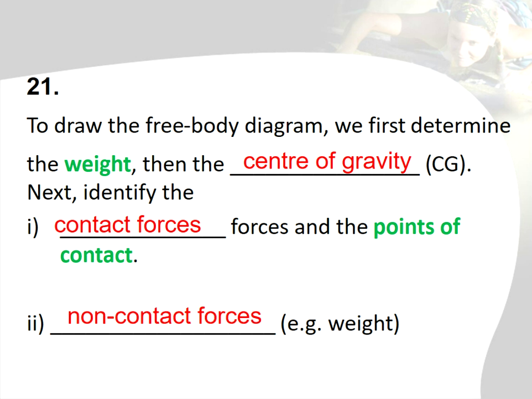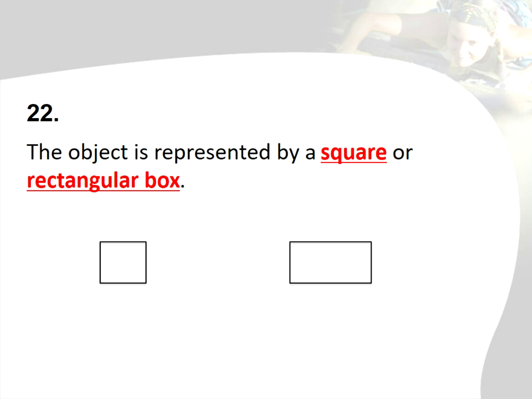So what we have over here, we also must identify the non-contact forces, such as the weight. You know, the earth doesn't need to touch you in order to pull you closer to the earth, right? So that's a non-contact force. But for things like friction, there must be contact, then you can have friction. So those are contact forces. So you must identify all the forces. Then next, the object is always represented by either a square or a box. Doesn't matter. No circle, must be a box or a rectangle.